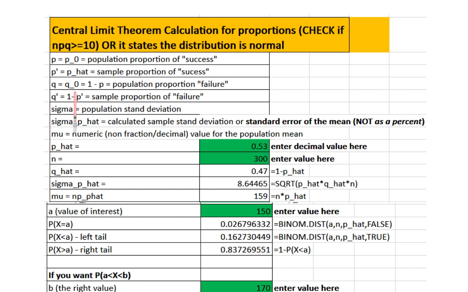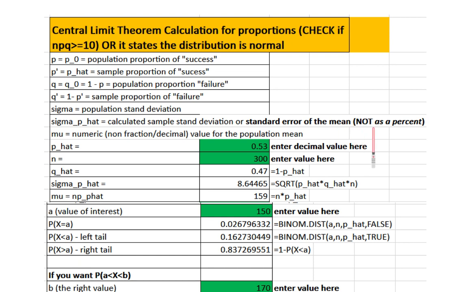Q, which is equal to Q naught, which is 1 minus P naught. This is a population proportion of failure. And when we see Q prime or Q hat, this is the sample proportion of failure. Sigma is the population standard deviation. Sigma P hat is the calculated sample standard deviation, also known as the standard error of the mean.